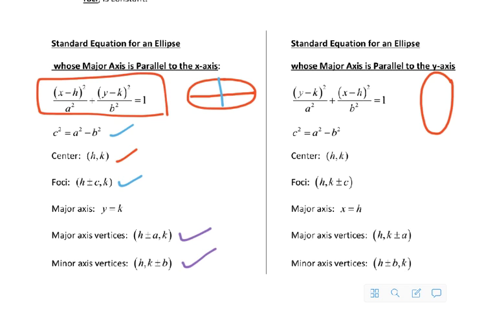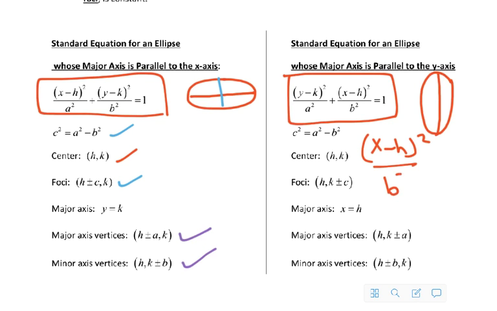But what if this is the ellipse? It's elongated vertically. That means that the vertical axis is the longer one. This is the equation. Fair warning, the equation could be written with x first. Well, how are you going to know if it's horizontal or vertical? It's pretty easy.